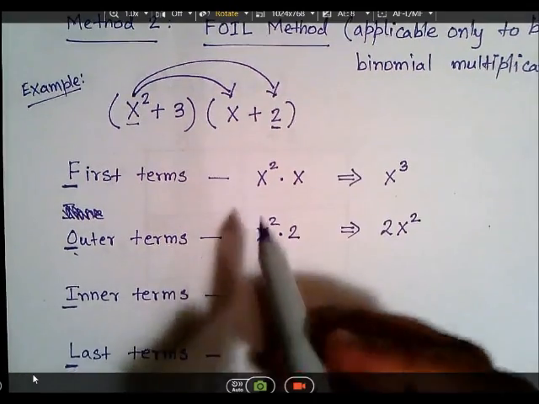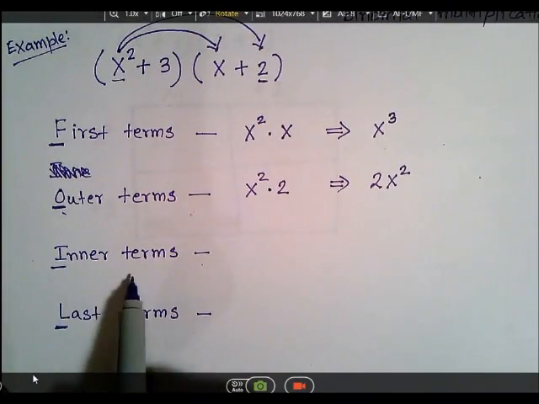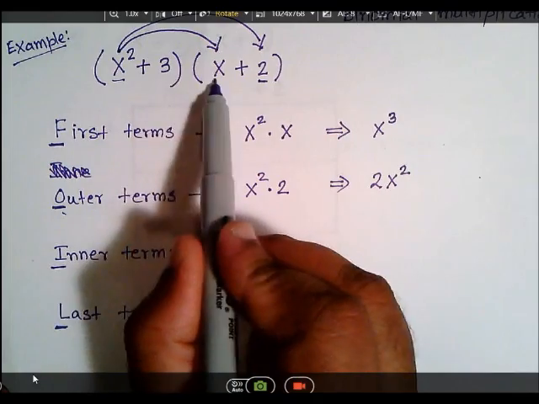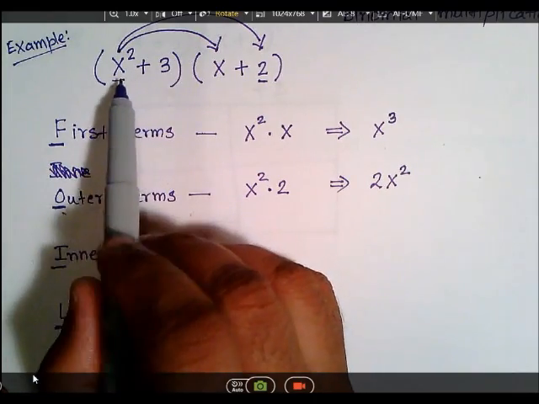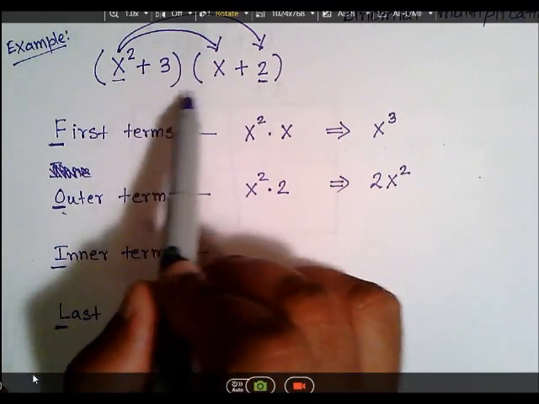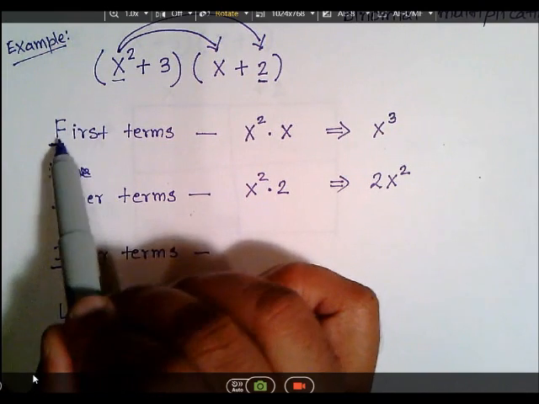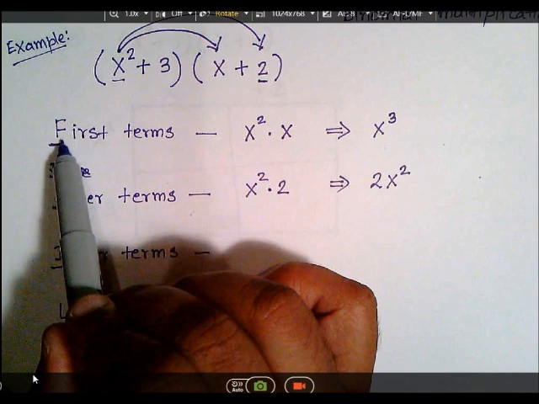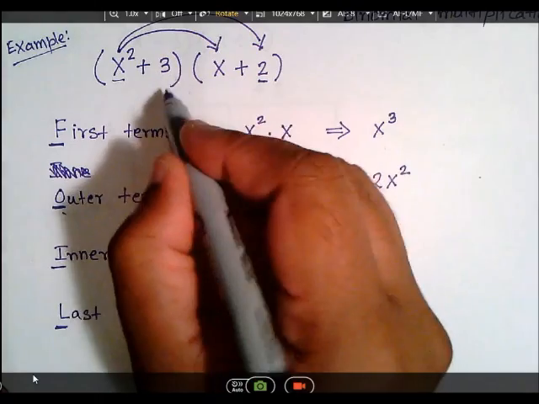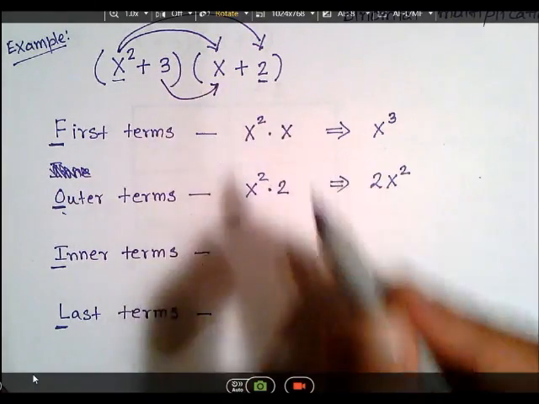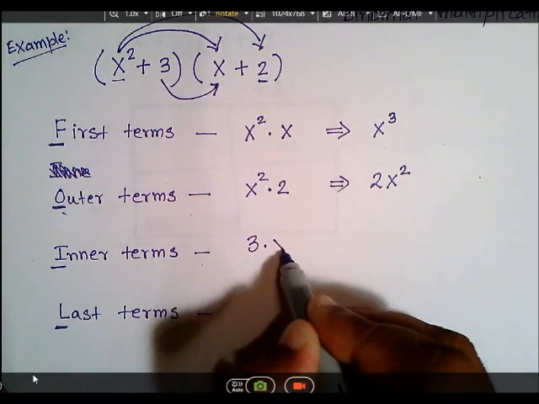All right. Now comes your inner terms. Inner terms are 3 and x. So first thing is I need to write the binomials side by side. Only then does this make sense. So first terms, outer terms, and the inner terms are 3 and x. So I have 3 times x.